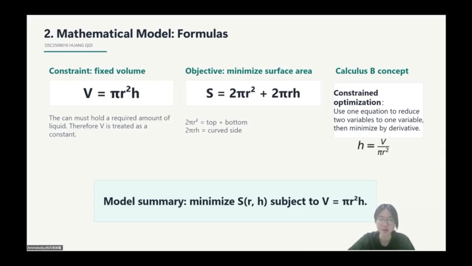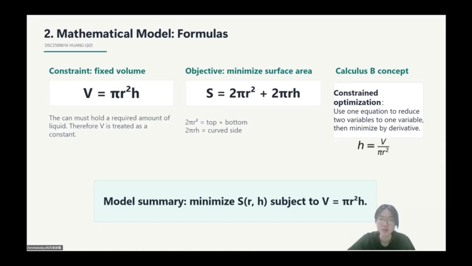So our optimization model is to minimize the surface area subject to the fixed volume constraint V = πr²h. In other words, we want to use calculus to find the best radius and height that give the smallest surface area while still keeping the required volume.